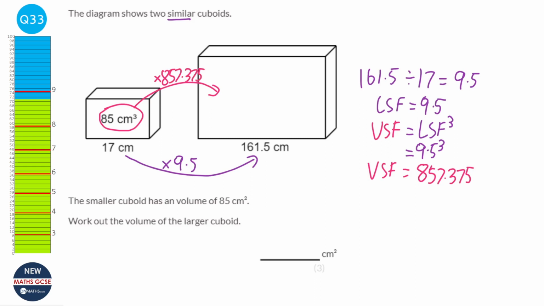So we've got the 85, and we're going to times it by 857.375, and we get 72876.875. So notice it's a lot larger. Yes, the linear scale factor's gone up by just under 10, but you look at how big that volume is, and that's generally what happens.